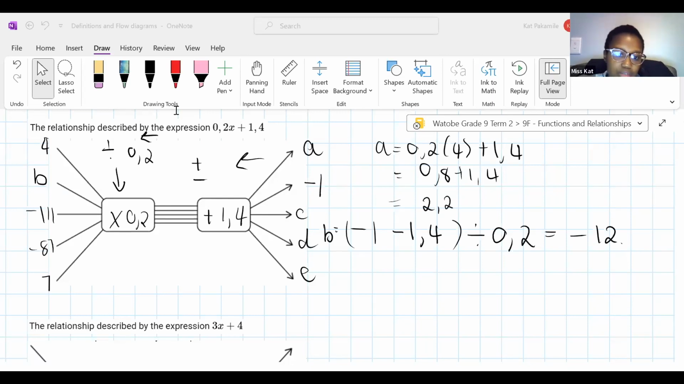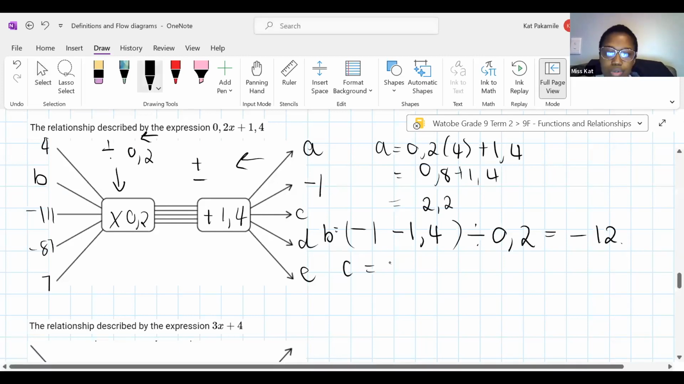Okay, so it's -12. Okay, guys? And then what's C? Does anyone have an answer for C? Let's see. C is going to be equal to 0,2 times Chichi's number plus 1,4, and that is how much?